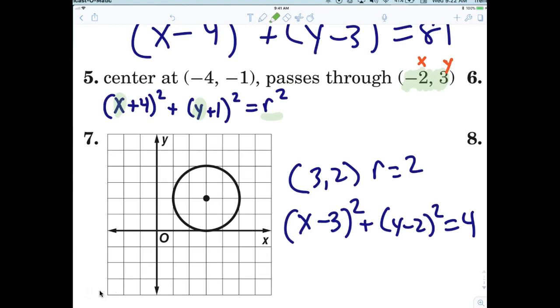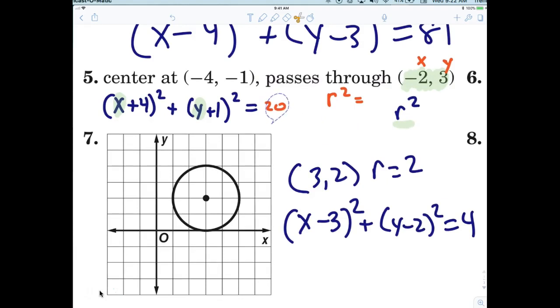Because we're brilliant, we can do mental math in this situation. -2 plus 4, 2 squared. 3 plus 1, 4 squared, 16. 16 plus 4 is 20. Now listen, I don't care what r is. I care what r squared is. So r squared is equal to 20. Does anybody have any objections to that? No. R squared is equal to 20. Because r squared is equal to 20, I can now move that out of the way and put in 20. And that is the equation. That's how simple it is. You're missing r, so you plug in for x and y. It doesn't matter what x and y are as long as it's on the circle. That will help you figure out what r is.